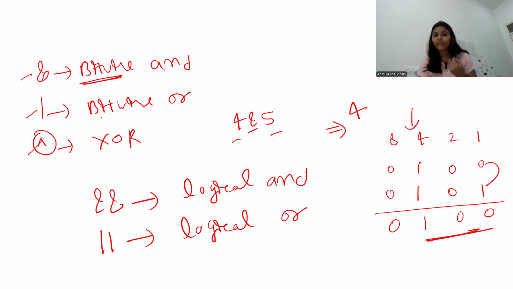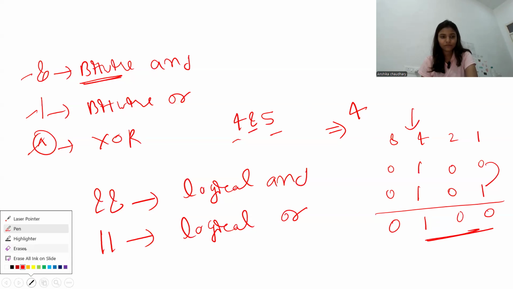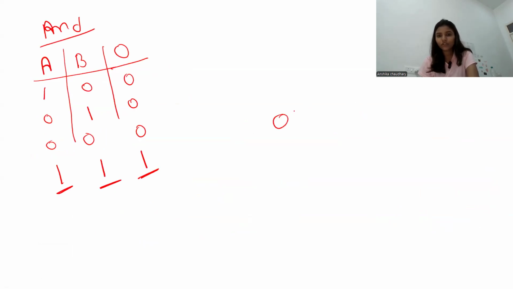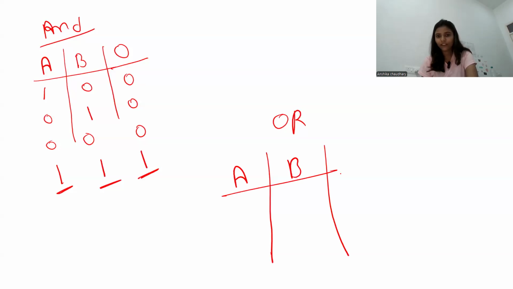Now let's talk about bitwise OR. This is the OR truth table I'm making here. A, B, and this will be our output. If A is 1, B is 0, the output will be 1. If A is 0, B is 1, the output will be 1. If both are 0, the output will be 0. If both are 1, the output will be 1.